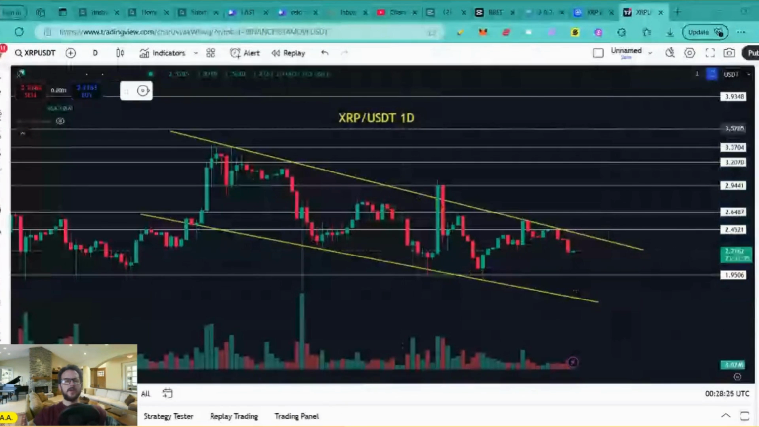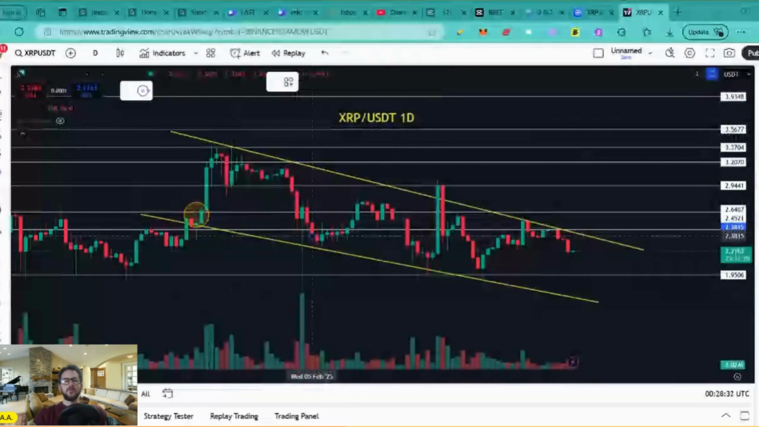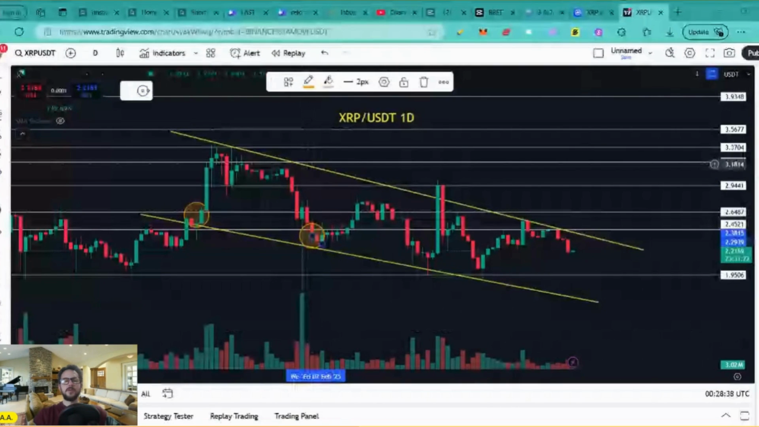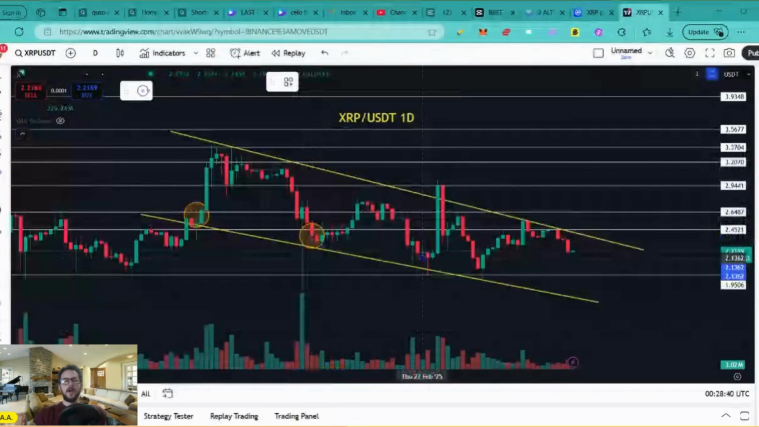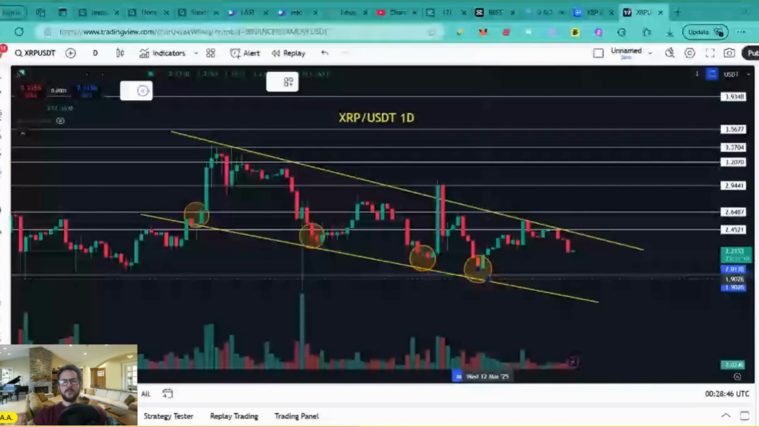We have this lower descending yellow trend line that has been acting as support, had a bounce here, another bounce here with a huge fake out. The buyers stepped in and pushed the price action back inside the pattern. Another bounce here multiple times, over 3 touches. Therefore, that's a very valid support trend line.